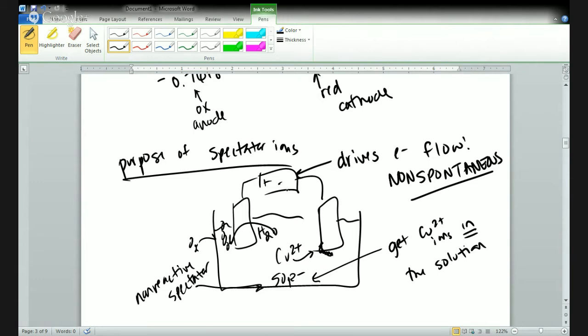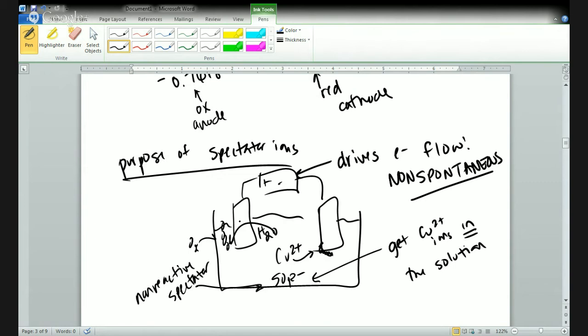If we didn't have the battery and we put these electrodes into the solution, nothing would happen. We wouldn't get any solid copper forming anywhere, and we wouldn't get any bubbles of gas forming anywhere, because typically our copper ions would want to oxidize when compared to the water. So the battery drives the electron flow to make these things happen.